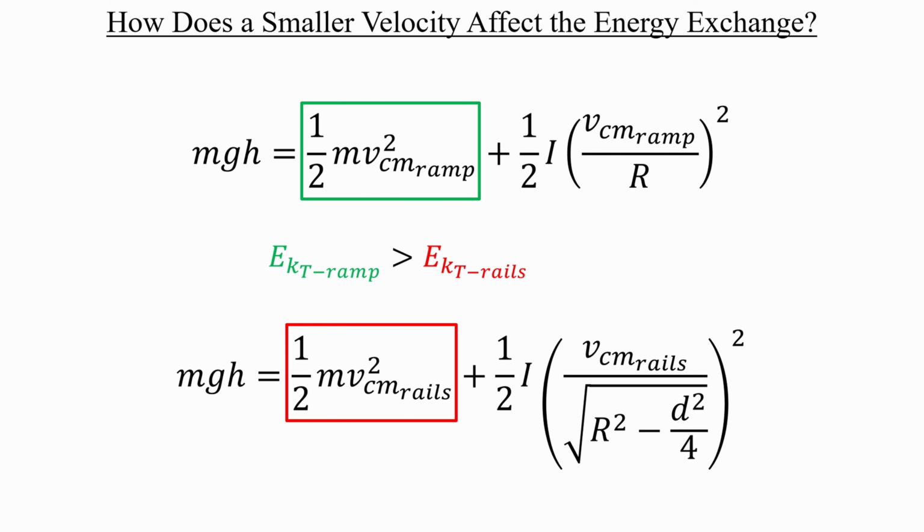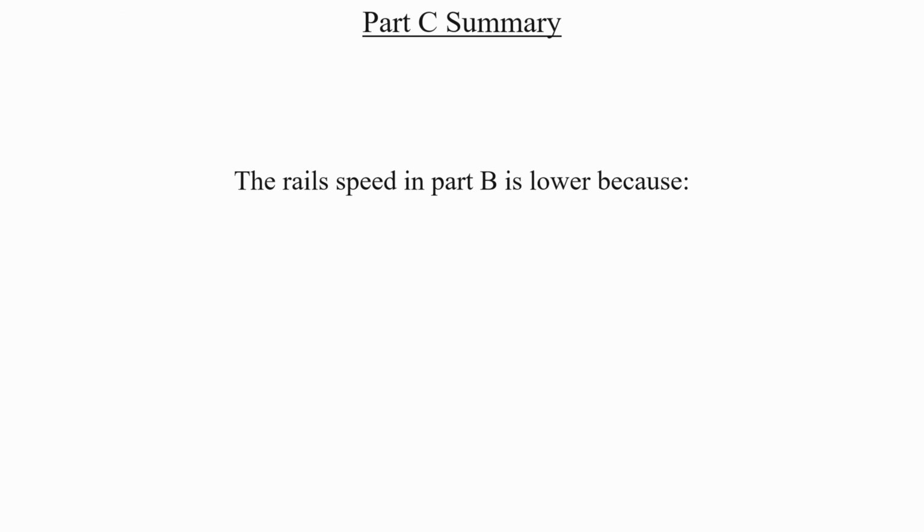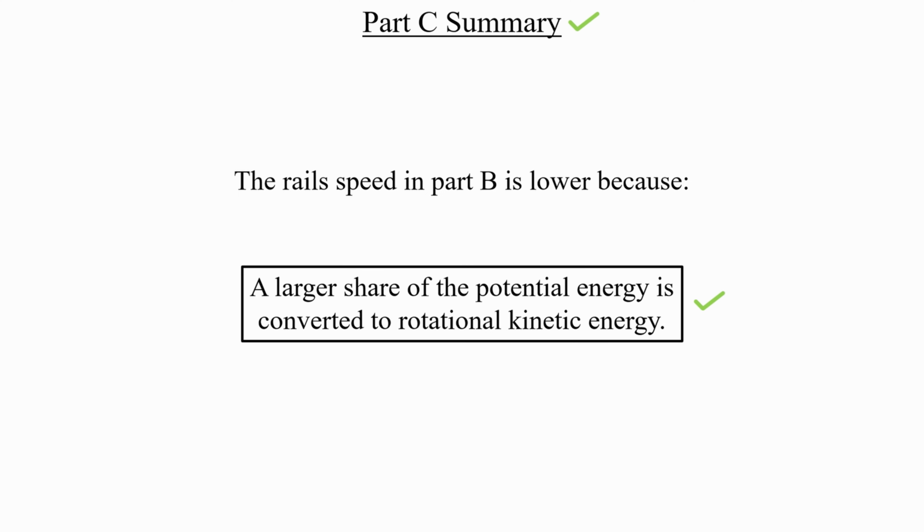When it comes to the rotational kinetic energy, we end up with the inverse situation. There's more leftover potential energy available for the ball to rotate when it's moving along the rails. We can summarize this by saying the physical reason why the rail's speed is lower is because a larger share of the potential energy is being used for rotation rather than translational movement. Let's move on to part D.